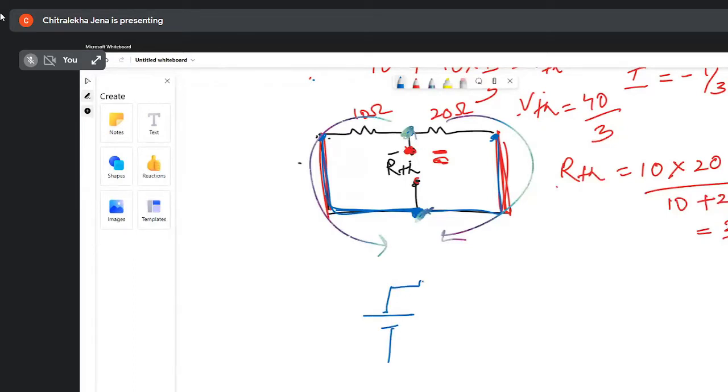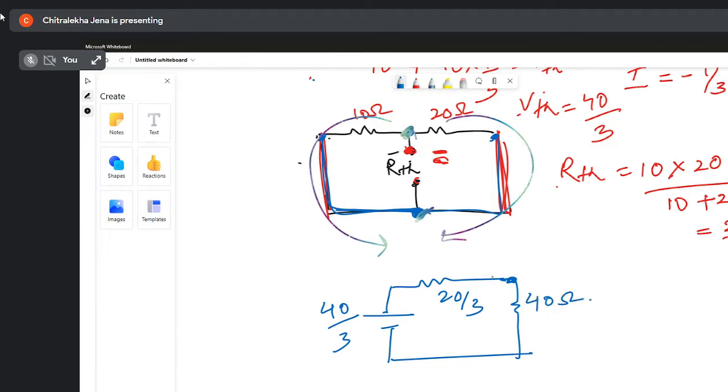Thevenin's voltage and Thevenin's resistance you connect. This is your 40 divided by 3 and this is your 20 divided by 3. How much is it coming? Then you will insert the resistance. How much is it? Resistance 40 ohm. Okay, so what will be your current here?